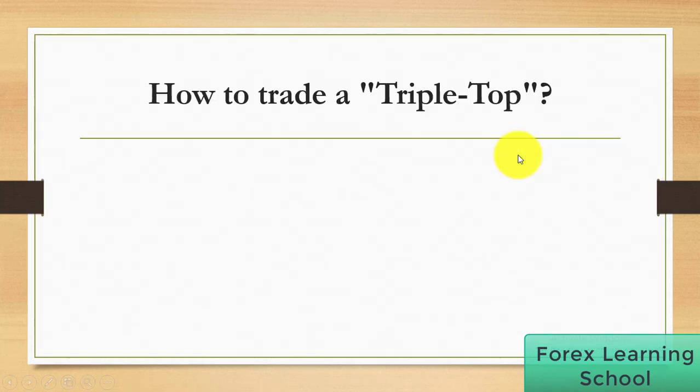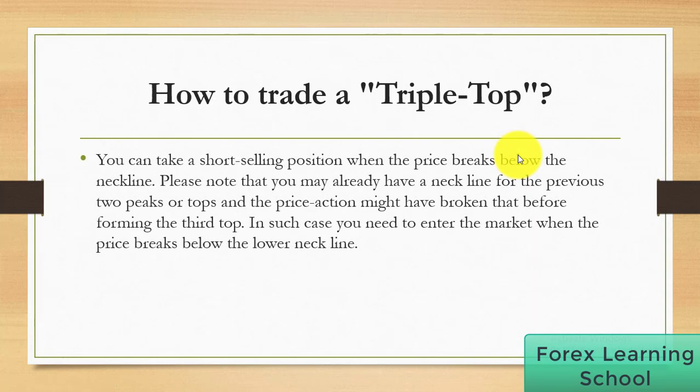You can take a short selling position when the price breaks below the neckline. Please note that you may already have a neckline for the previous 2 peaks or tops, and the price action might have broken that before forming the third top. In such a case, you need to enter the market when the price breaks below the lower neckline.